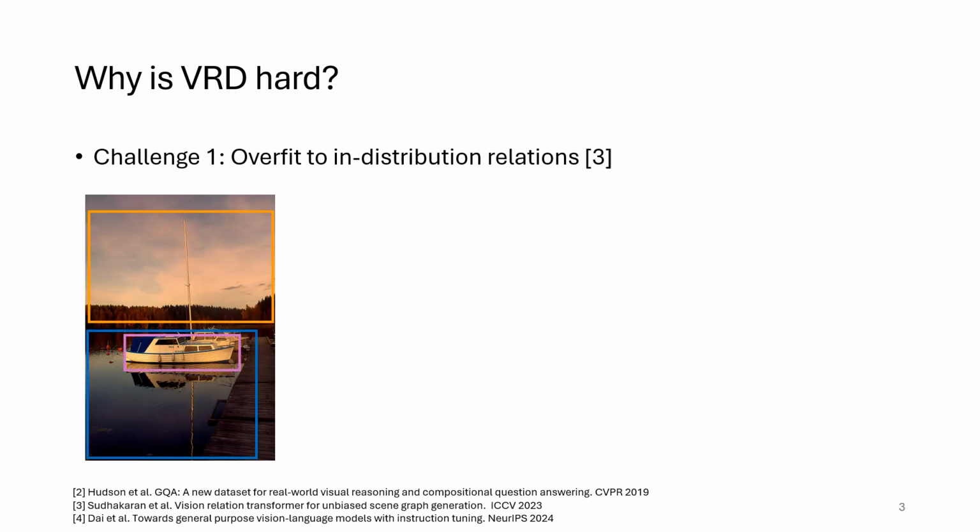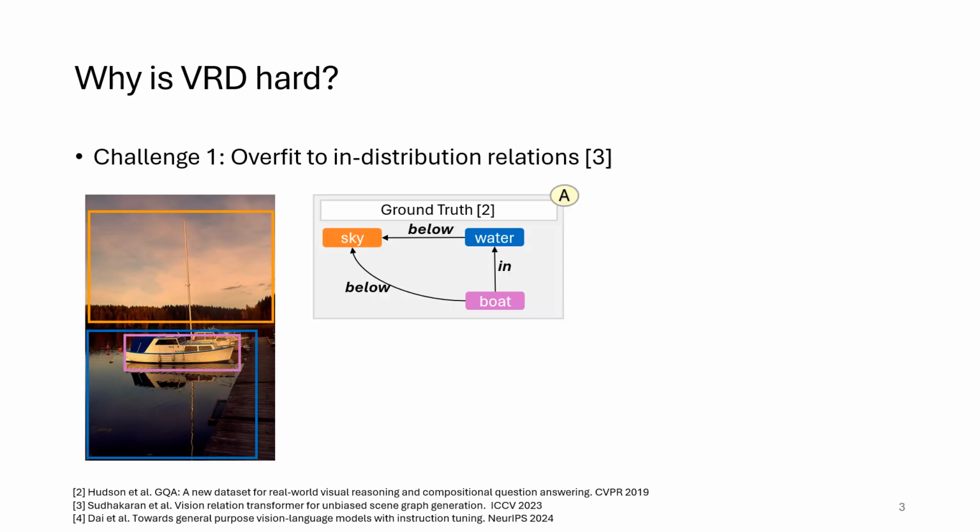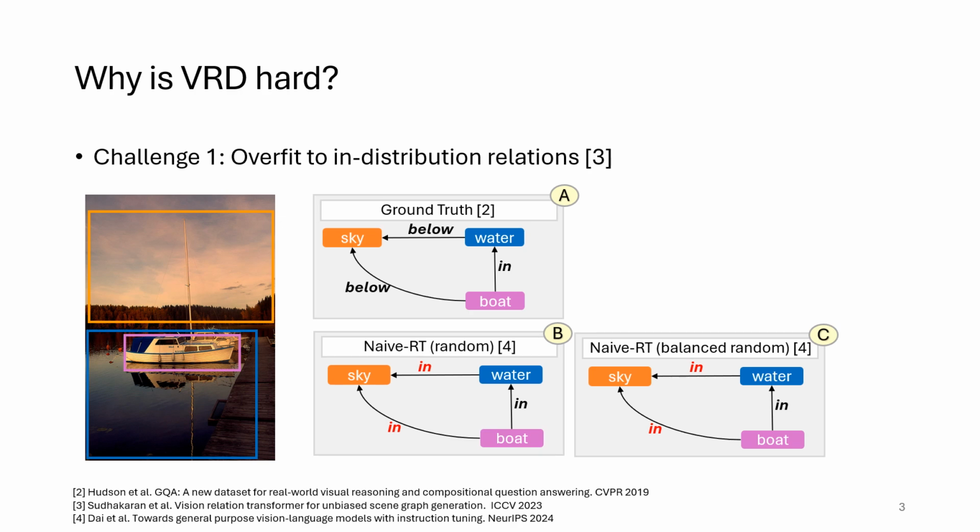For the given image and its objects, A represents the ground truth, B and C represent the predictions of VLMs tuned for relation prediction. However, even the VLM fine-tuned using the balanced data still biases towards frequent seen predicates. Here, naive means a VLM naively fine-tuned on relation data. The red highlights show mispredicted relations reflecting the in-distribution bias.